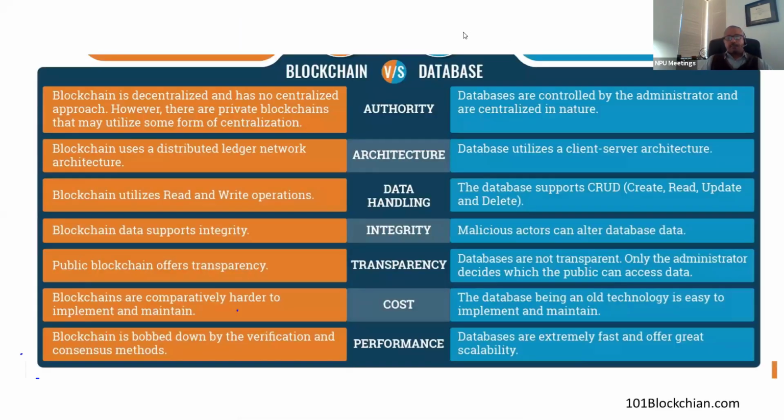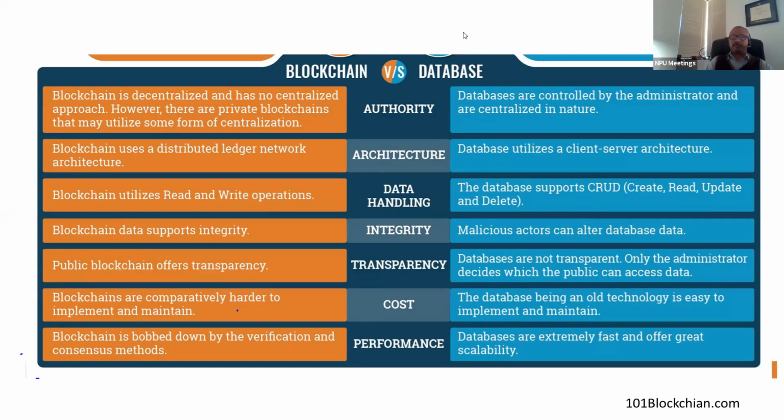For the blockchain versus the database, for authority, you have the administrator who controls the database. While the blockchain is decentralized, with no centralized approach. There are some exceptions or special cases, like the private blockchain, that utilize some kind of centralization because you control the number of nodes. The architecture for the database is client-server, the one known to be used for the internet, and the blockchain is a distributed ledger. For handling the data, the blockchain utilizes read and write operations. Once you write, that's it, and you can read, and you can write in a new block.